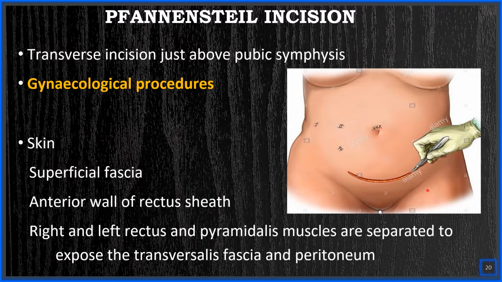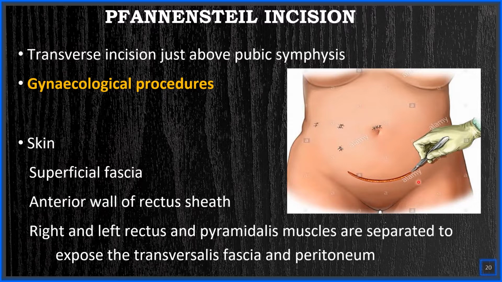So what are the structures cut? With the skin, you have the superficial fascia, you have the anterior wall of the rectus sheath, right and left rectus muscle, and pyramidalis muscle. That is if it is present. I have not written posterior wall of rectus sheath. Why not the posterior wall of rectus sheath? Because you have learned that below the arcuate line, the posterior wall is deficient. So there is no posterior wall of rectus sheath.